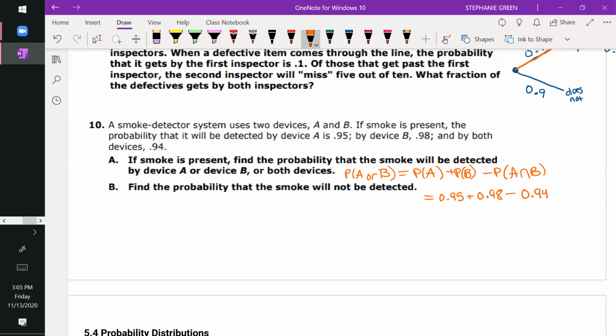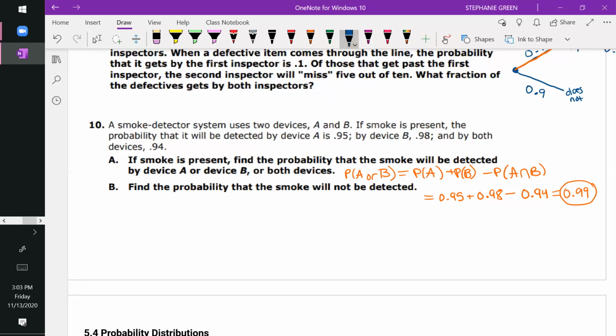So grab my calculator, 0.95 plus 0.98 minus 0.94 is 0.99. There's a 99% chance that at least one of the devices will detect the smoke.